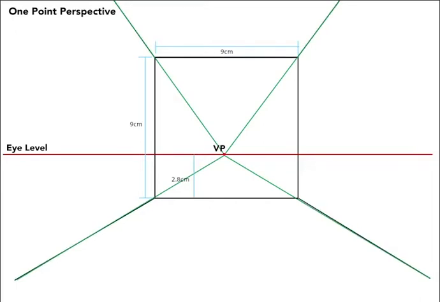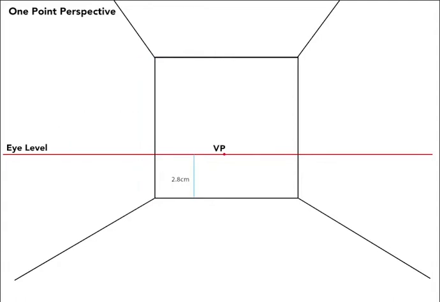So once you're done, you have a room that looks like this. So please go ahead and draw. So once you're done, you'll get a room that looks something like this. And then we can start putting in the furniture.